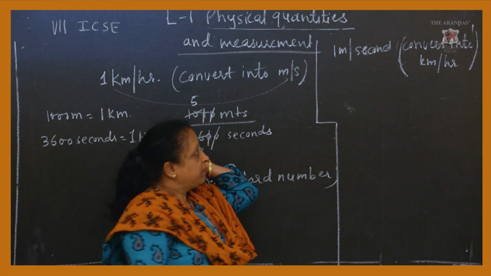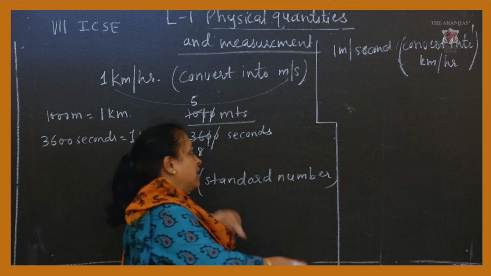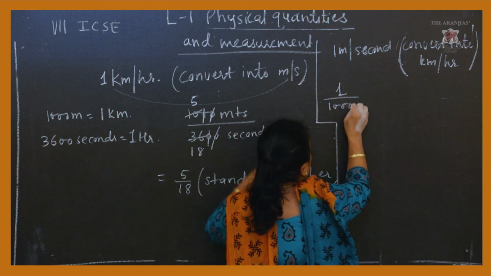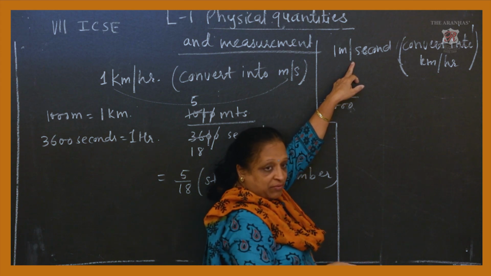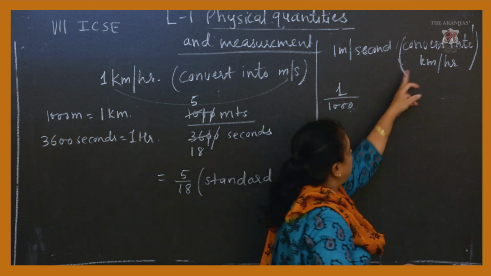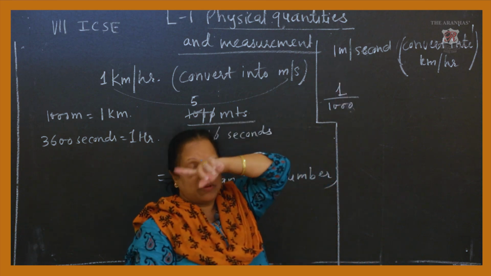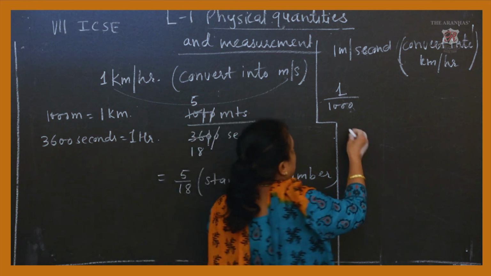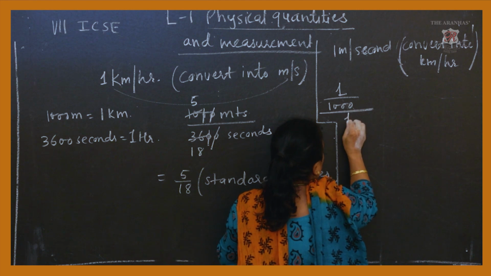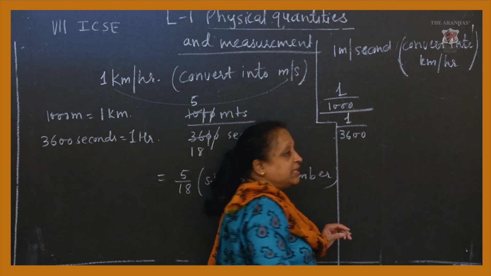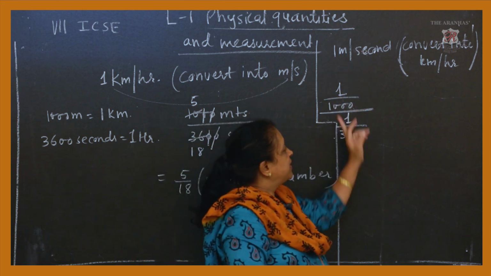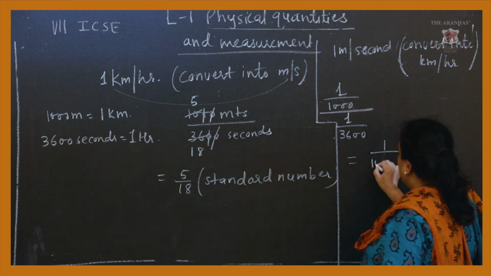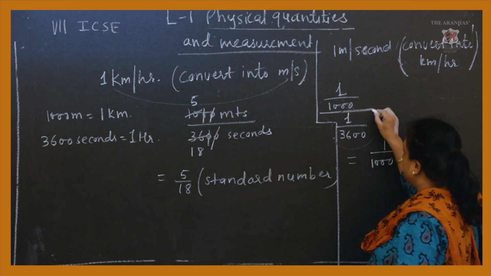Now, kilometer per hour. We are saying that 1000 meters is equal to 1 kilometer. So 1 upon 1000, because we have taken 1 meter. Out of 1000 meters, which is a kilometer, we have taken only 1. And per means upon 1 second we have taken out of 3600 seconds, because 3600 seconds make 1 hour.